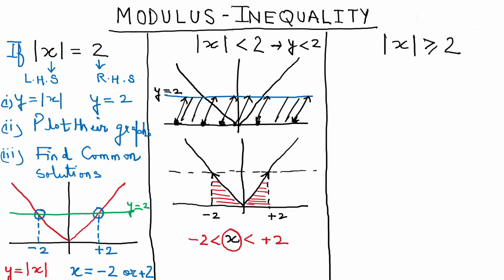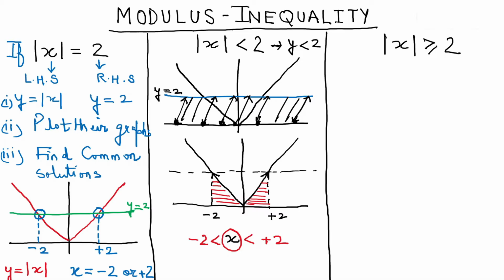Right? So from here you can have a takeaway. The takeaway is, whenever modulus x is less than a positive number, then x will lie between the negative and the positive of that real number. This is the takeaway that you can have from here.